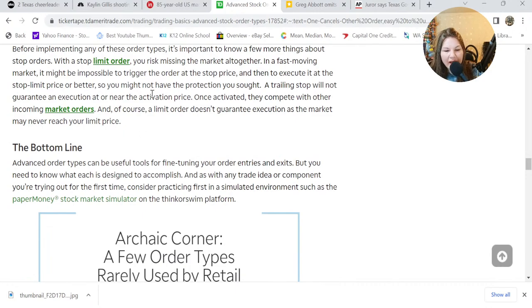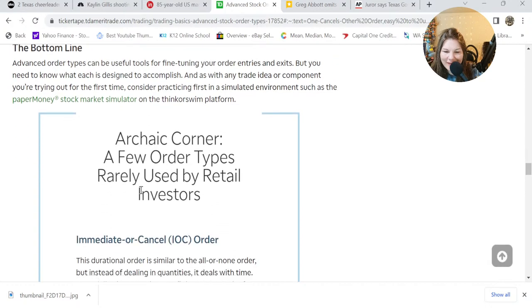The bottom line, advanced order types can be useful tools for fine-tuning your order entries and exits, but you need to know what each is designed to accomplish. And as with any trade idea or component you're trying out for the first time, consider practicing first in a simulated environment, such as paper money. That's us, guys.